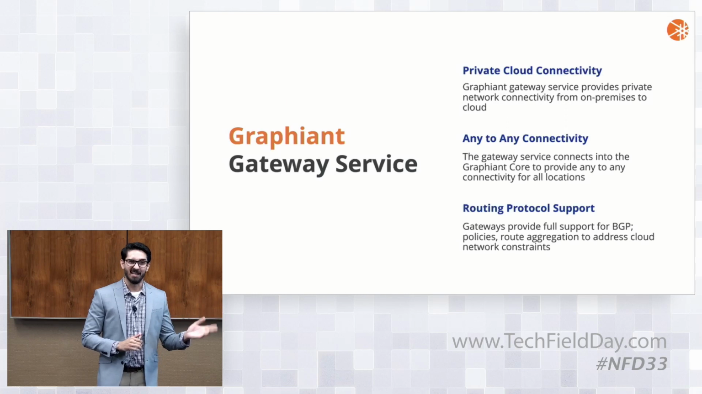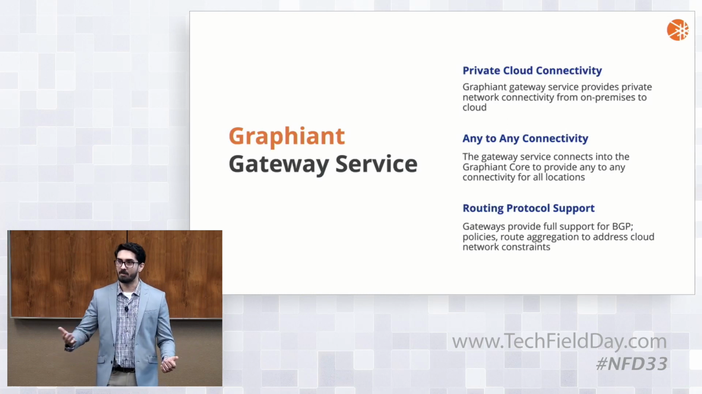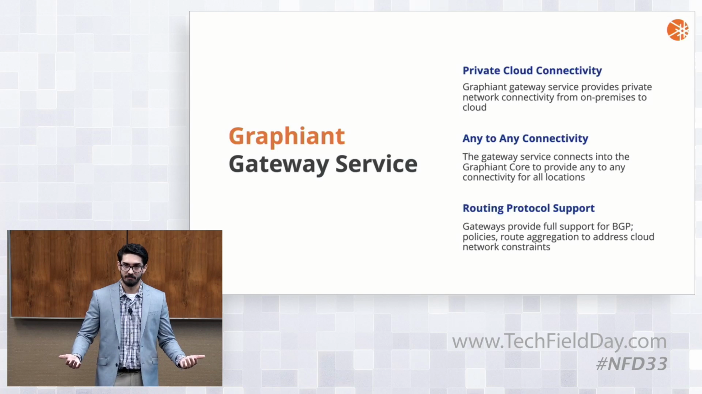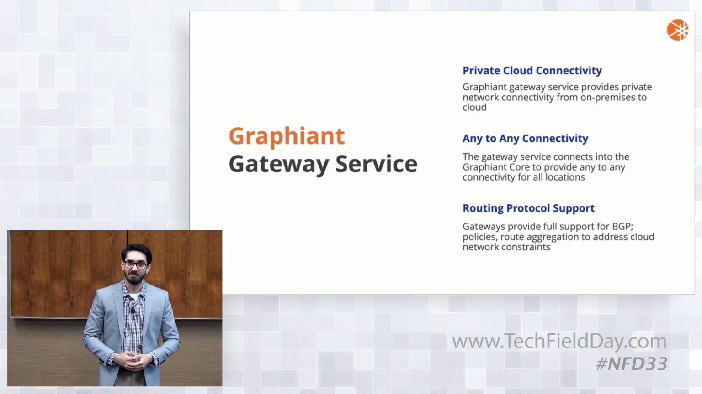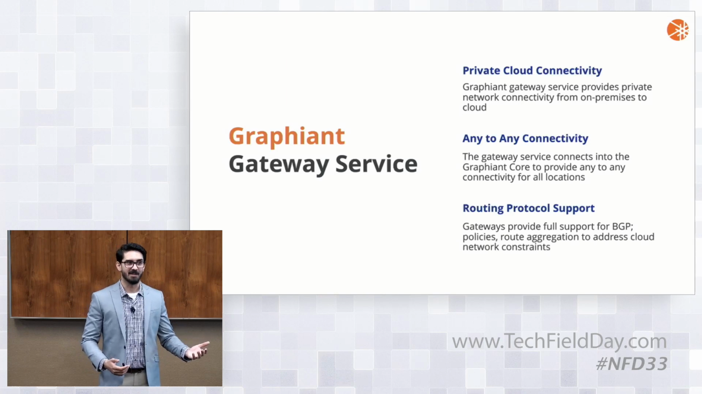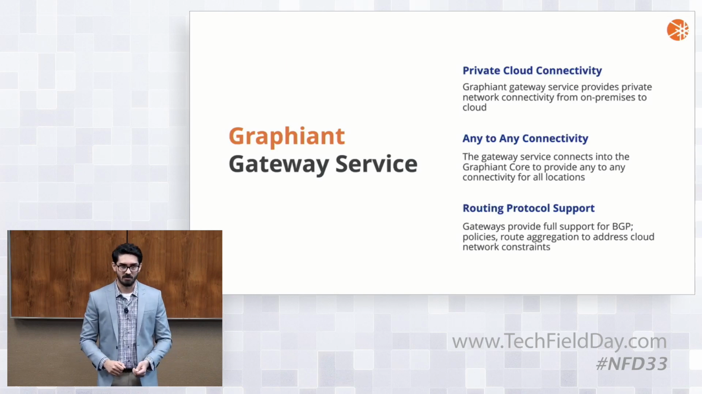Then we'll talk about any-to-any connectivity. So even from a cloud point of view, there's a pretty big sprawl that tends to happen when you have multiple cloud providers, you have multiple regions. How do you have any of your branches be able to talk to any of those cloud locations, plus the cloud locations be able to talk to each other? And then we'll talk about the kind of routing protocol support that we have in the gateways. The main idea being cloud networking doesn't necessarily have all the routing functionality that you need, so how do you work around those constraints?